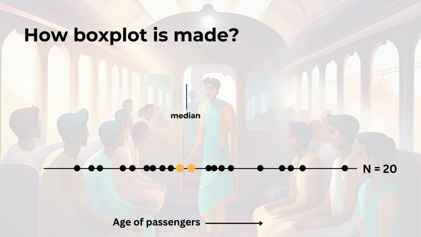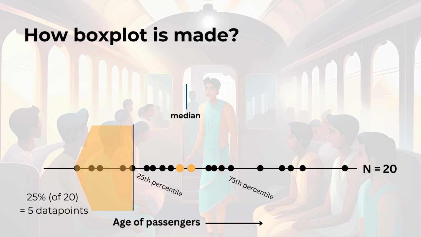Now once we have found out the median, the next thing that we need to find out is the 25th and 75th percentile. If I say 25th percentile, that simply means that 25% of the whole data, which is 5 data points in our case, are below this particular data point, including that data point. So this is my 25th percentile. Or in other words, I can say if I select a random passenger in the train, the probability of his or her age being between the minimum age in the train and this 25th percentile data point is 0.25.